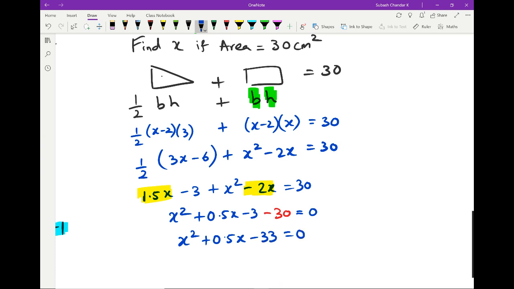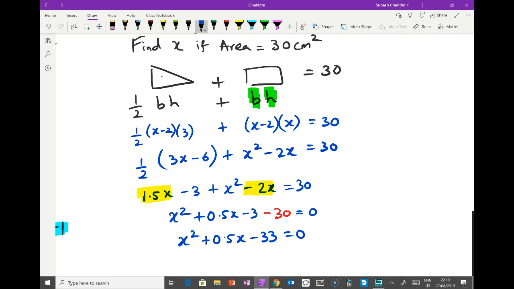Why is that happening? Now, you're thinking, it's all great, but I've got negative 33 and I've got 0.5. What you don't want to be doing is dealing with 0.5x, okay? So if you want to get rid of 0.5x, what you've got to do is times the entire equation, everything, by 2.